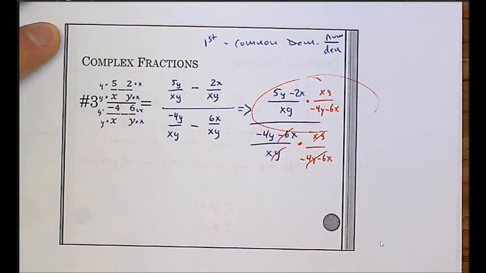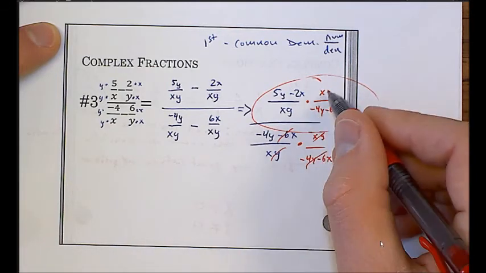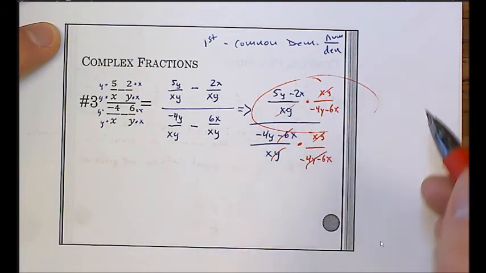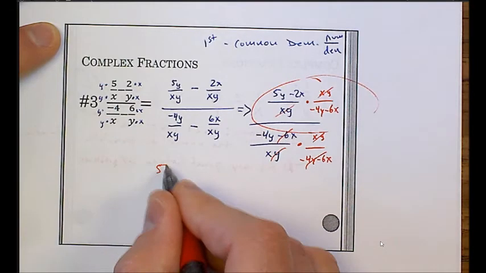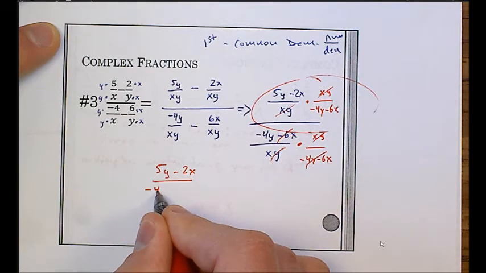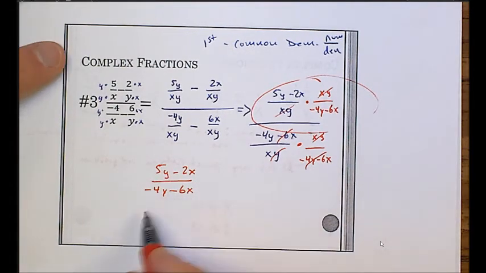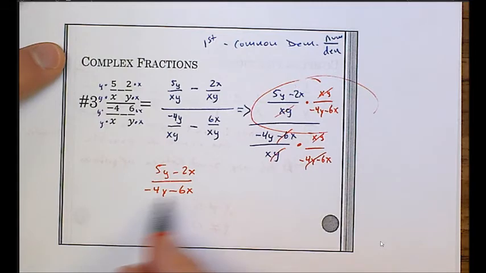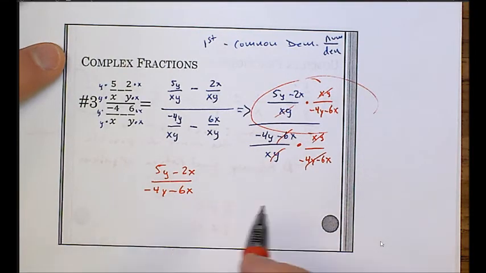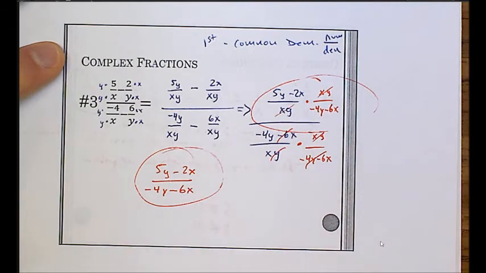Okay. What you'll notice is these, because it's multiplication, end up crossing out with each other, and you're just left with 5y minus 2x over negative 4y minus 6x. Okay. Now some students will factor out a 2 or a negative 2 in the bottom. You could do that to leave it in factored form, but I would probably just leave my answer just like that. Okay.